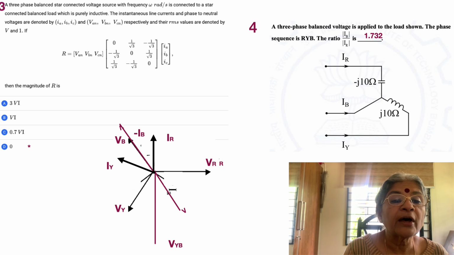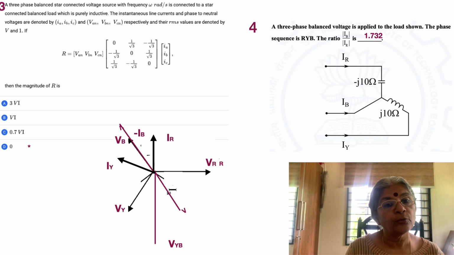Now what is asked is the magnitude of IB and the ratio of IB. So IB is root 3 times, or 1.73 times, the individual values of IR and IY. So in a simple manner, just by looking at the vector diagram, you can go for AC problems, especially the three-phase AC problems.